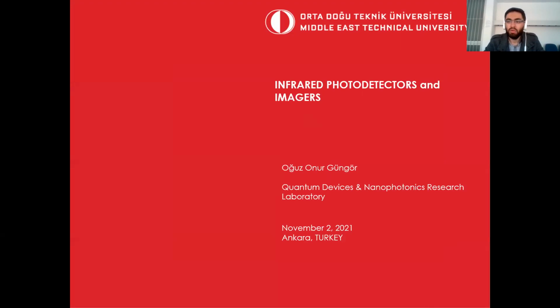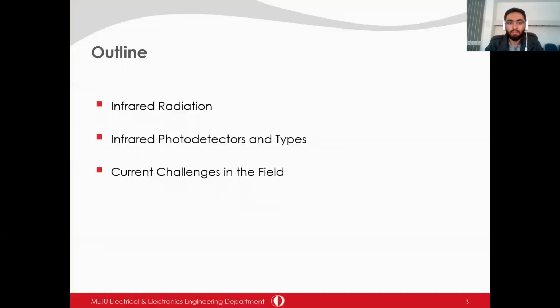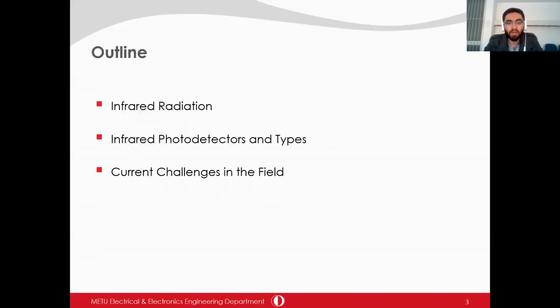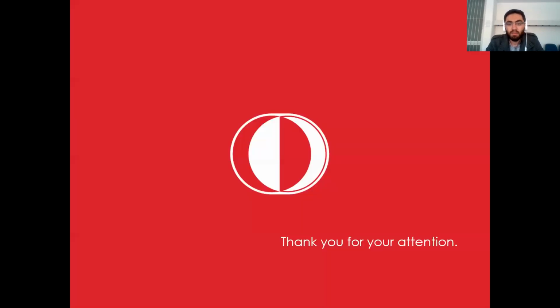Hello, everybody. My name is Oğuz Onur Güngör. I am a master's student in our department. I am currently working on quantum well photodetectors with Professor Cengiz Beşikçi. Today, I will talk about the outline of my presentation. My presentation topic will be infrared photodetectors and imagers. First I will talk about infrared radiation and what it is, and then I will introduce you to infrared photodetectors and their types. And lastly, I will talk about current challenges of different photodetectors in the field. Hopefully, you will understand how we can see at night and how we can know the temperature of the objects around us without touching them. That's all. Thank you for your attention.